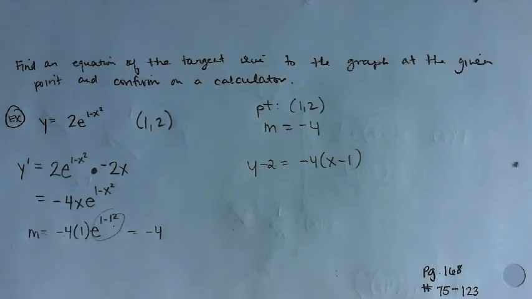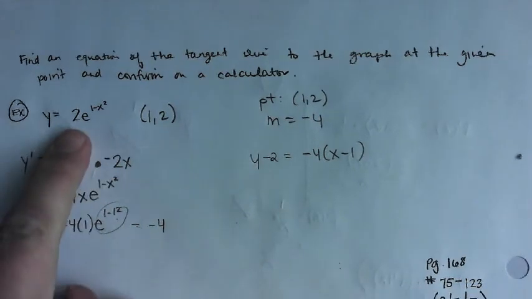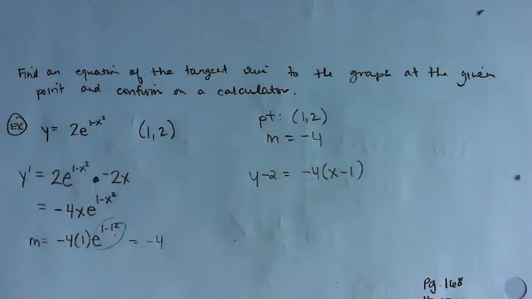And then the confirm on the calculator is just a nice little, oh, isn't that lovely kind of situation. So you draw your function, plot your line. Isn't it lovely? Okie doke.